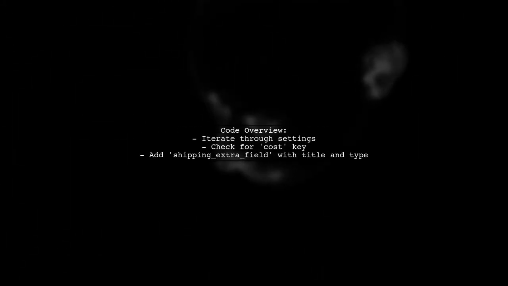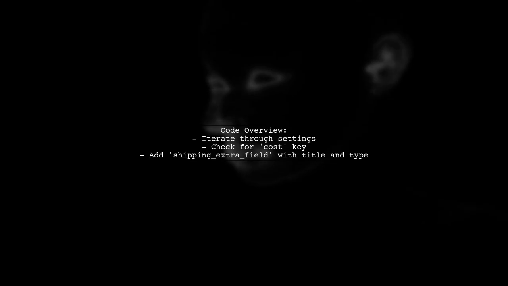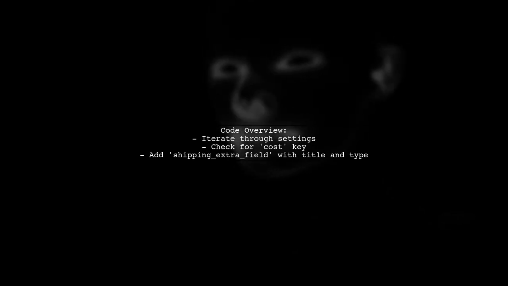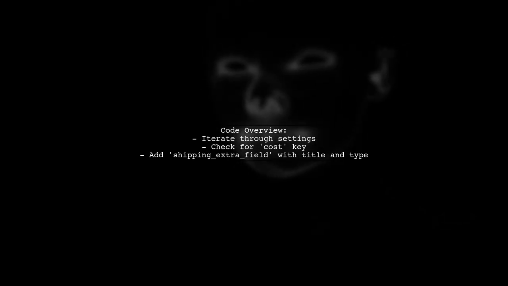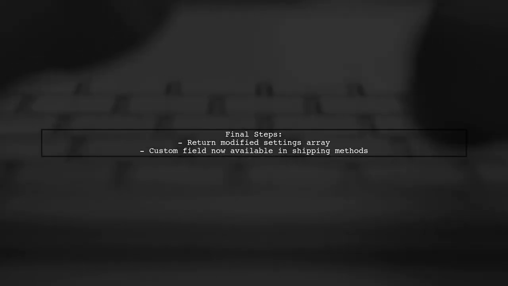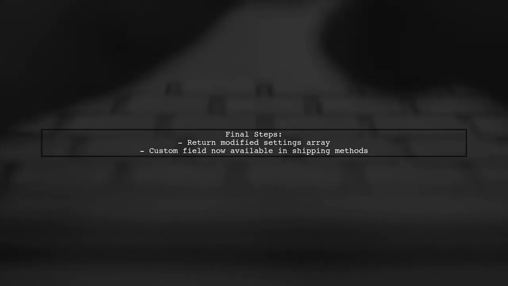In the code, you create a function that iterates through the existing settings. When it finds the cost key, it adds a new field for the custom description. Finally, return the modified settings array to include your new custom description field.